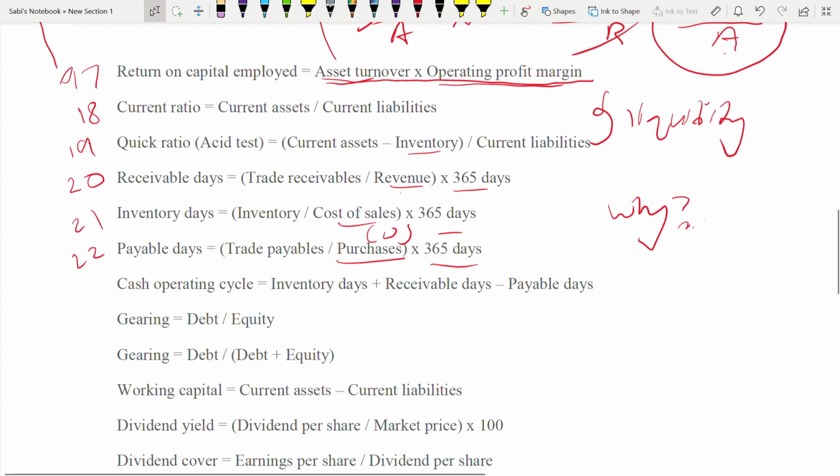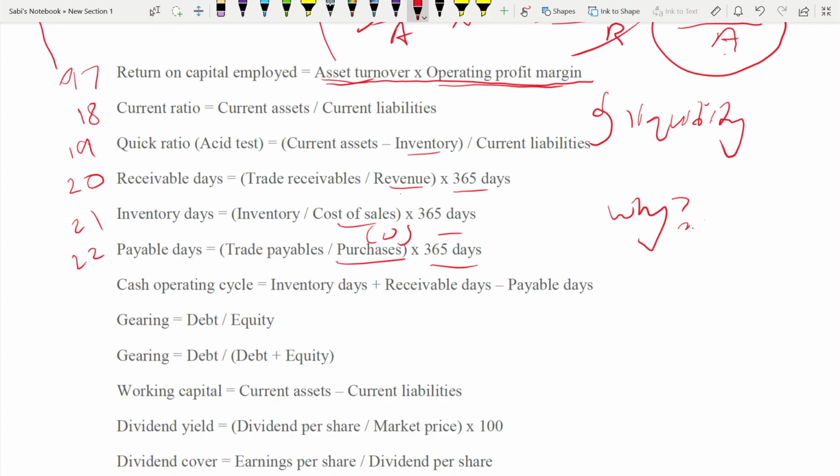Now, based on this, 20, 21, 22, 23 is given. Cash operating cycle. You can calculate how: inventory day plus receivable day minus payable day. These two you add because this is an asset. You are receiving cash from inventory and receivables. But payable, cash is going out. So deduct it and find the cash operating cycle.